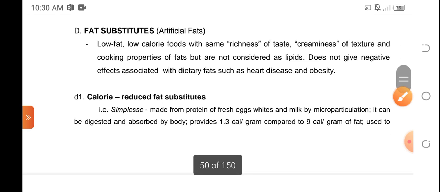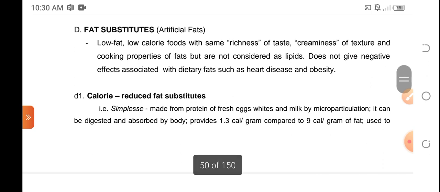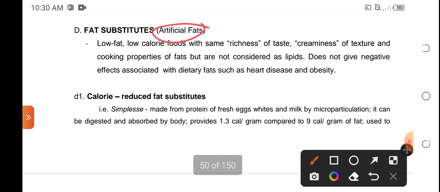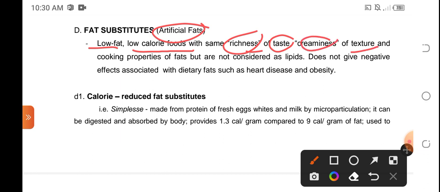Okay. Another classification, we have what we call fat substitutes, or these are artificial fats. Okay, so these fat substitutes are low fat, low calorie food with the same richness of taste and creaminess of the texture, and of course the cooking properties of fat, but not classified as lipid. And of course, they are fat substitute because they do not give the negative effects associated with dietary fats, such as heart disease and obesity.